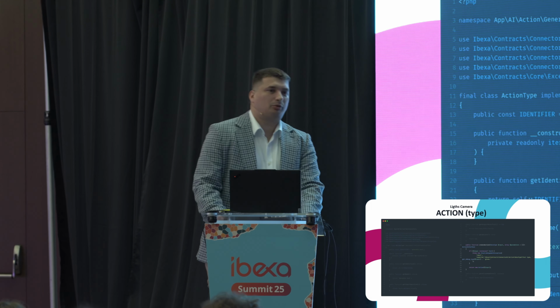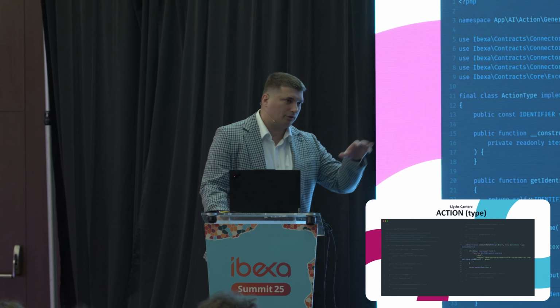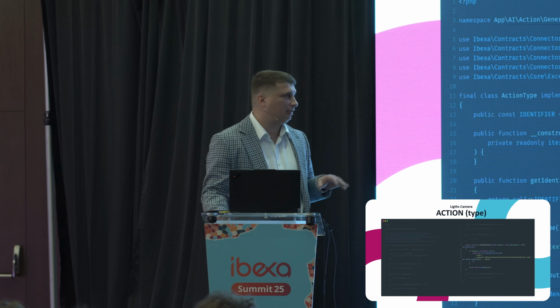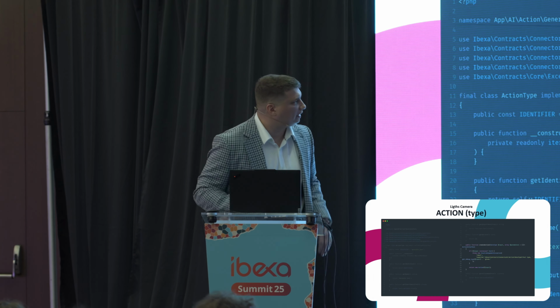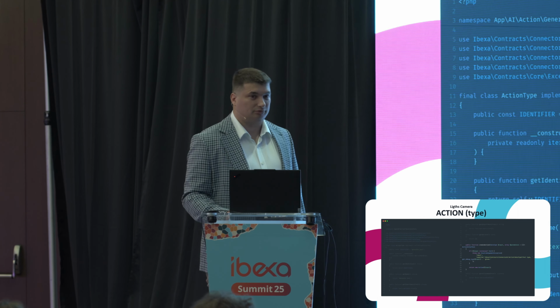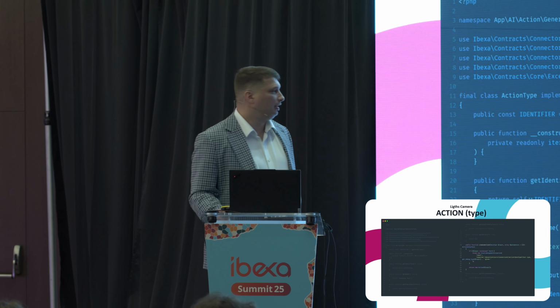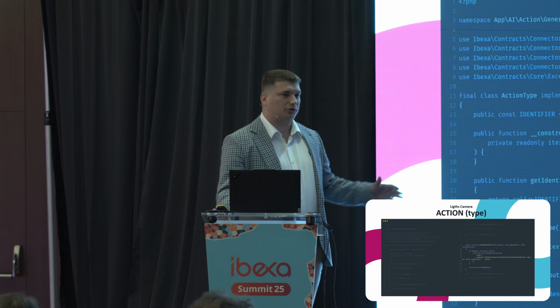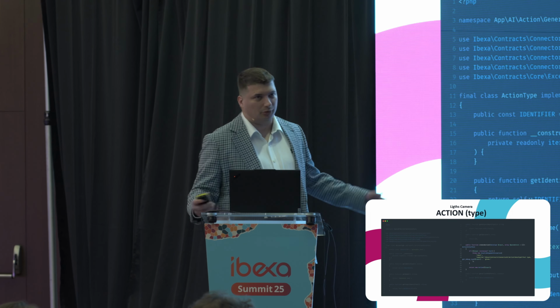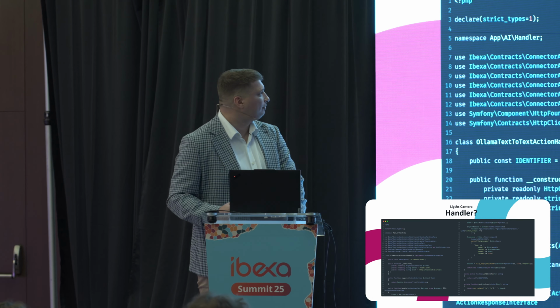The only maybe not interesting, but a little bit complicated thing is the create action method. We are doing a small check here. If the provided input for the action is of the type data type text, because that makes sense, we don't want an image here, we will just return a new action. If it's not, we will throw an exception.